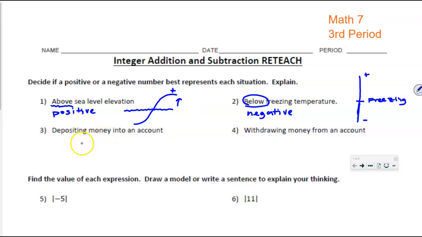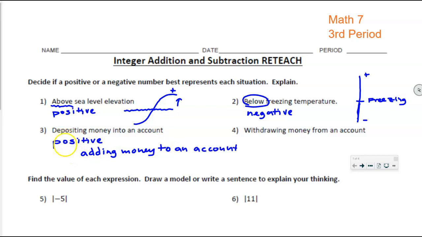Depositing money into an account, and this is where we struggled. Depositing money into an account. Sophia. Yeah, this is a positive, but why is depositing money into an account a positive amount? Go ahead, Summer. Great. Adding money to an account.